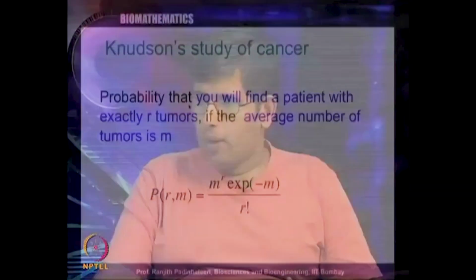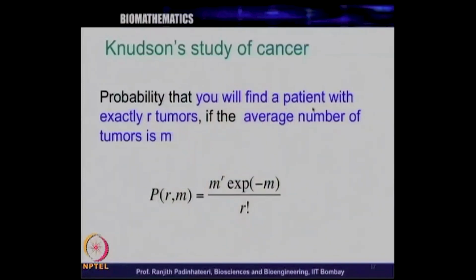So first we can assume that the tumor growth is a random process, because it's coming from mutation and so on. So it has to be a random process. If it is a random process, it will have a Poisson distribution. So if the probability of tumor growth has a Poisson distribution, then you can ask the question: what is the probability that you will find a patient with exactly r tumors if the average number of tumors is m?